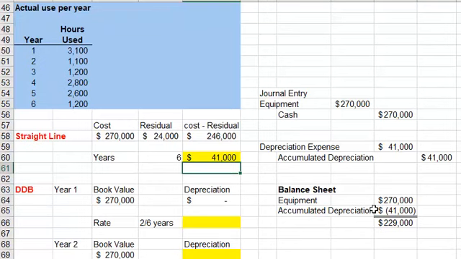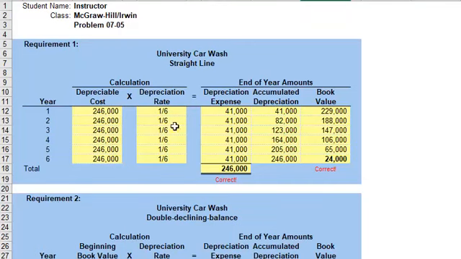Let's also take a look here at what our balance sheet is going to do. We are always going to list our equipment at the price that we purchased it at of $270,000. Our accumulated depreciation will be a negative number that will decrease this balance to get us a book value of $229,000.